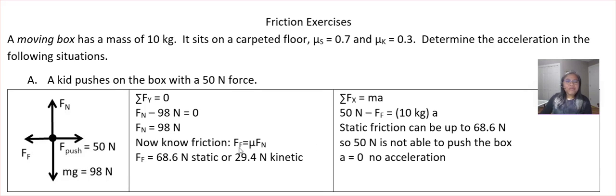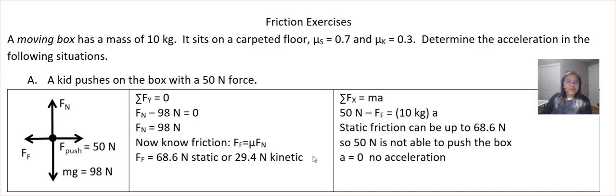The frictional force present, which is actually static friction, has a maximum value equal to the product of the coefficient of static friction µs and normal force. So when we multiply our static friction coefficient of 0.7 by our normal force of 98 newtons, we get 68.6 newtons.